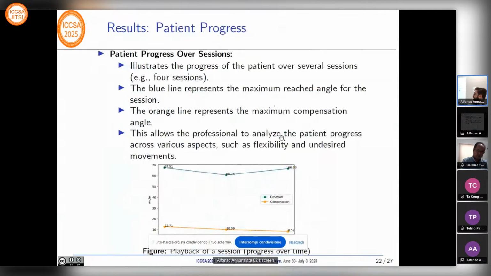Here I have some graphs expected from the patients. You have the expected movement and the compensation. You can see that after some physiotherapy sessions, the compensation is getting lower. That's good. The angle here is not really good yet, but the compensation is getting lower. We have some improvement for the patient.